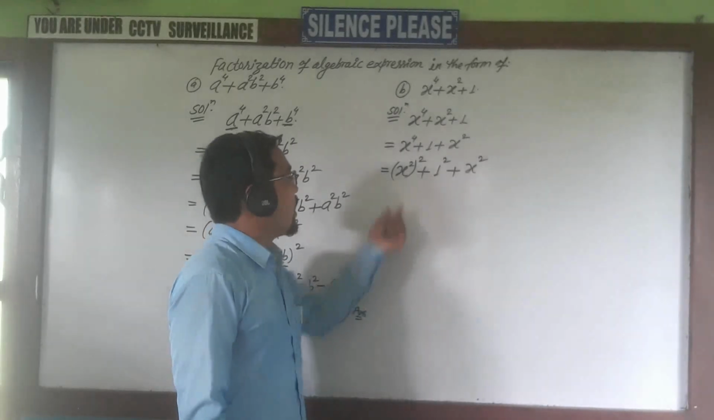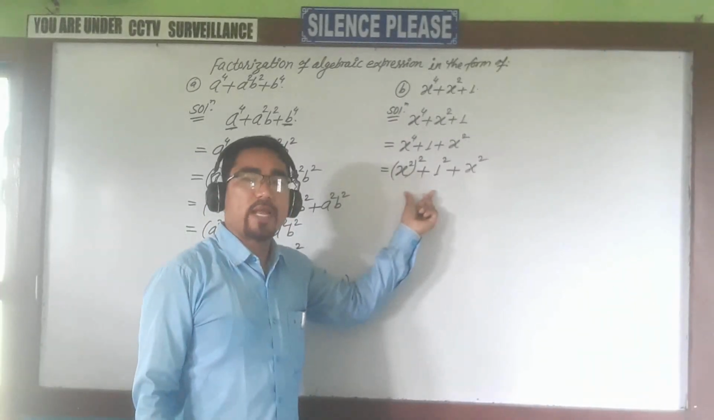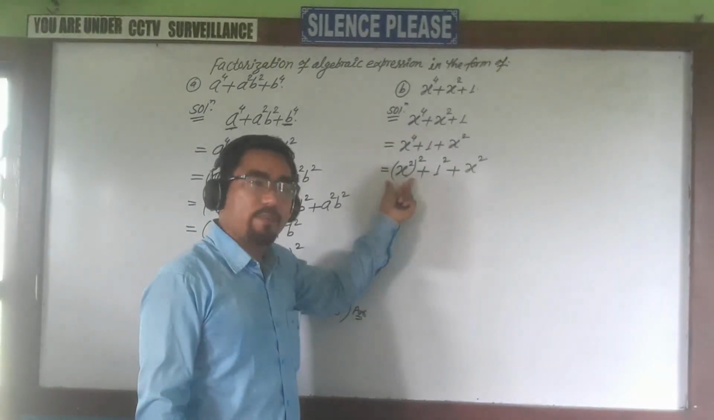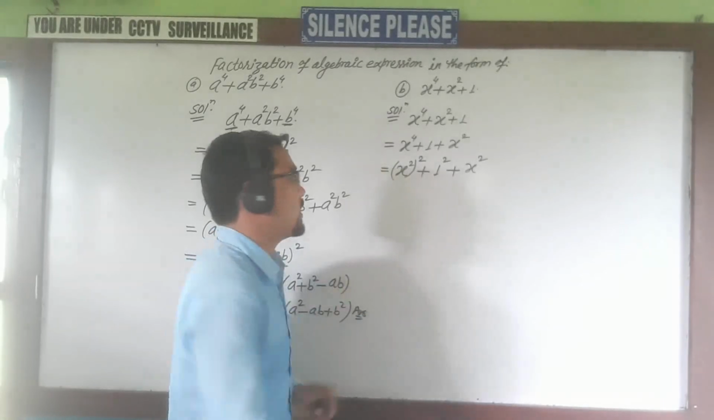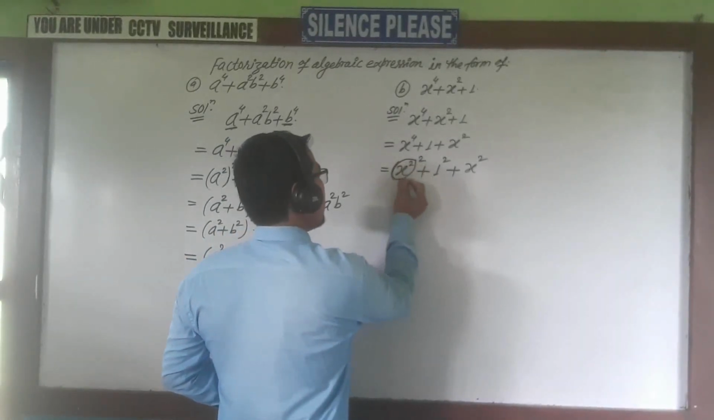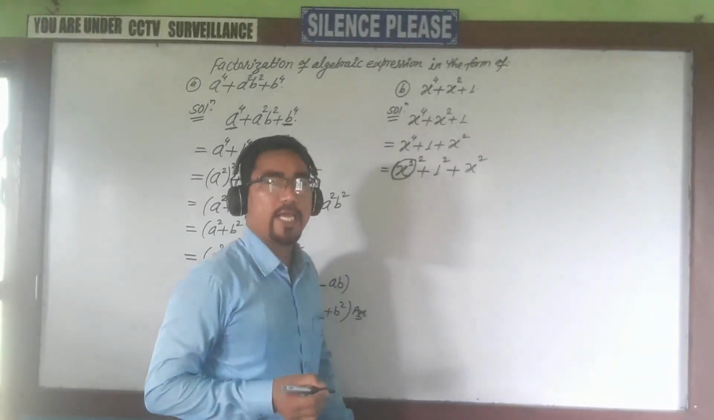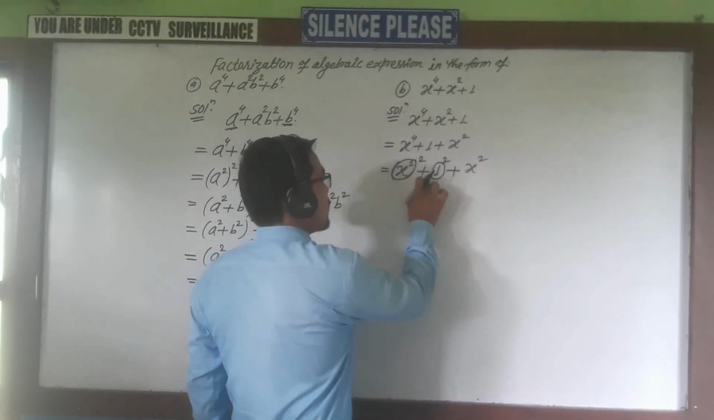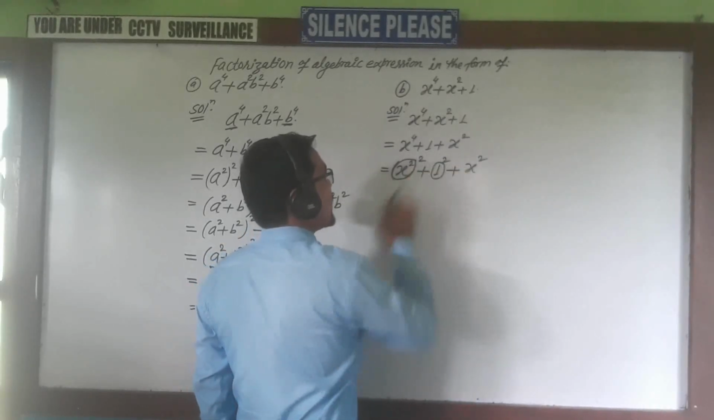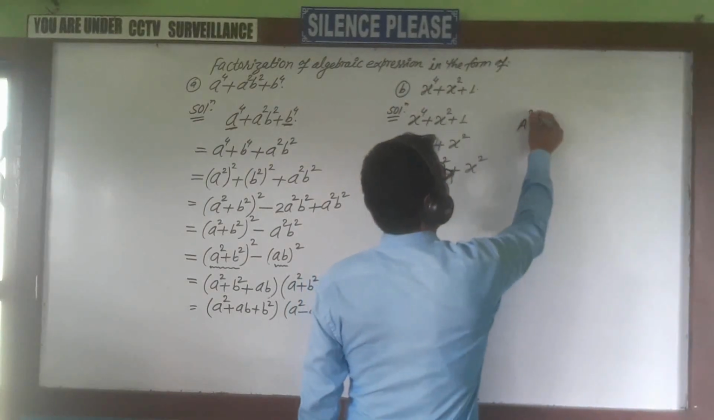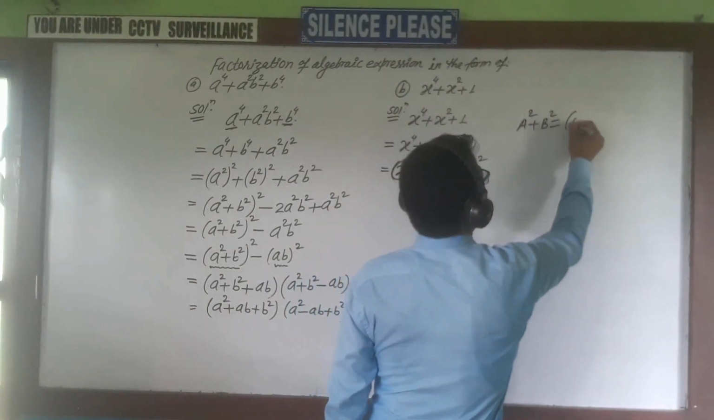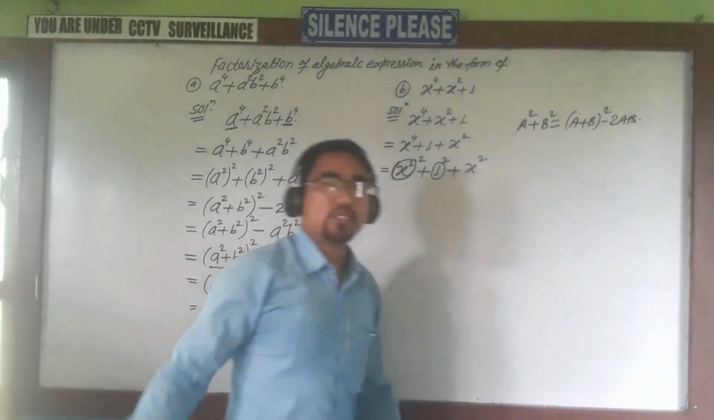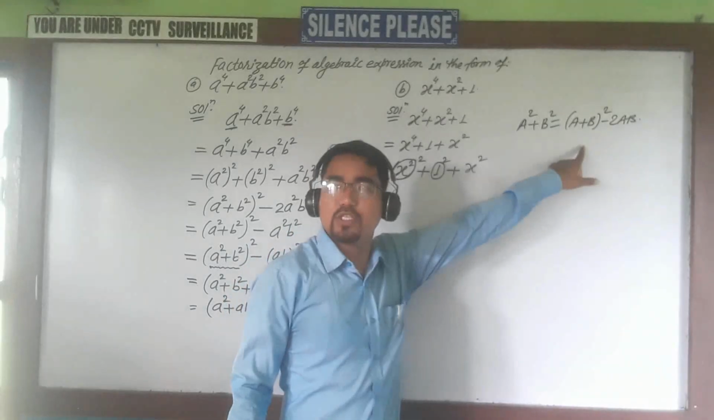Our main target is to apply first the a square plus b square formula, then after that the a square minus b square formula. So I am applying first the a square plus b square formula. This x square inside the bracket we consider as a, and this 1 we consider as b. Now this becomes a square plus b square. a square plus b square is equal to a plus b whole square minus 2ab.